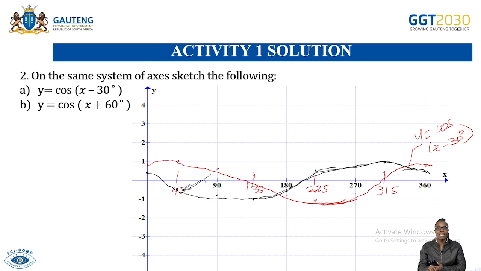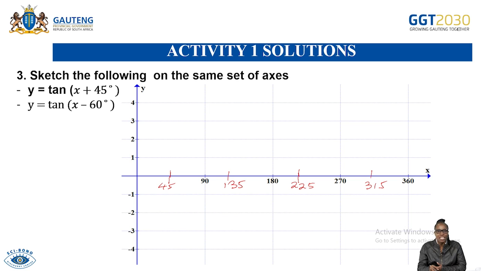Now, moving on to the tan graph. The tan graph is also shifting the same way, but remember the parent graph of tan is having a complete shape at 180. That is not changing. It's still giving you a complete figure at 180, but now we are just shifting to the left or to the right. In this case, that graph is shifting to the left. It says y equal to tan x plus 45. It's shifting 45 units to the left. And the second one, it says y equal to tan x minus 60, shifting 60 units to the right.